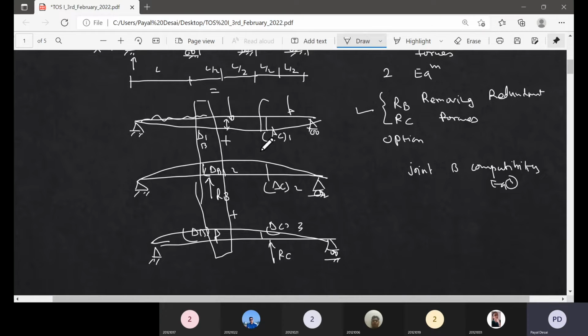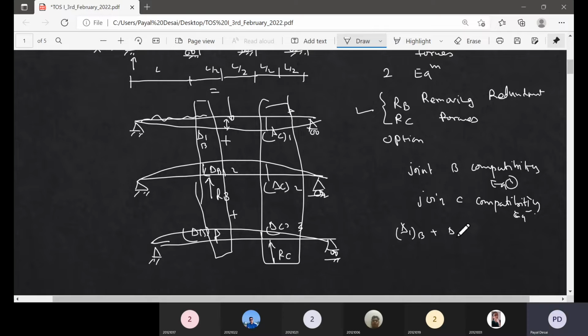And then second time I write joint C compatibility. So finally it becomes delta 1B plus delta B2 plus delta B is equal to the original beam on vertical support. There is no deflection.